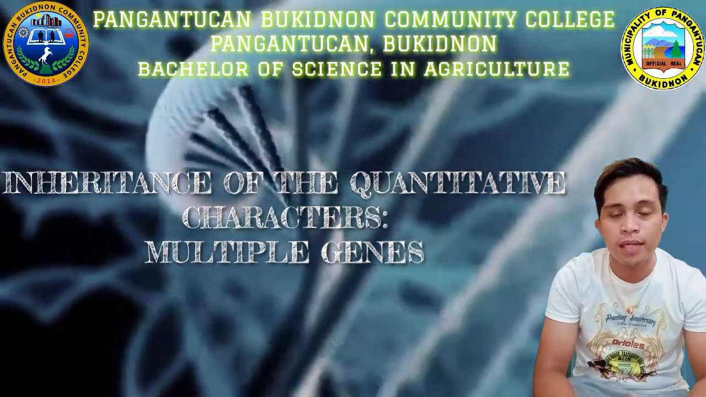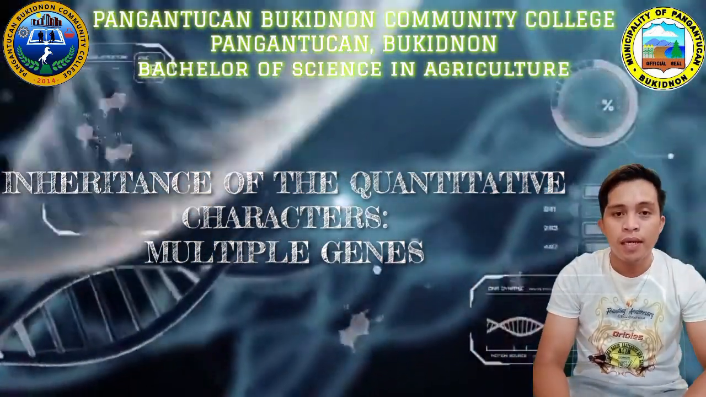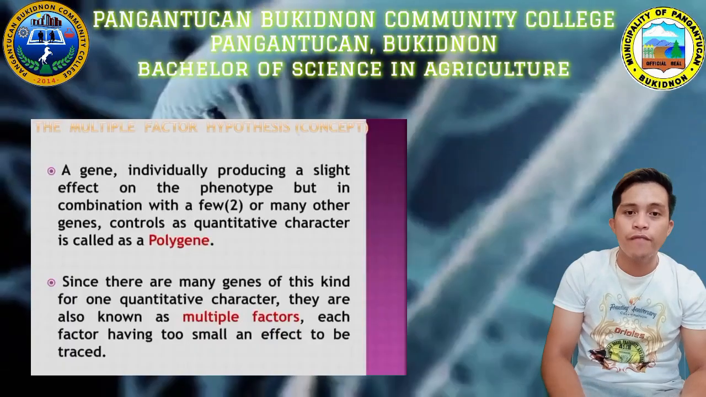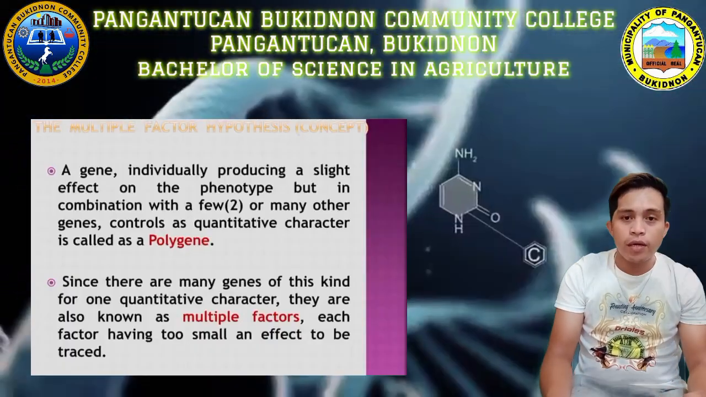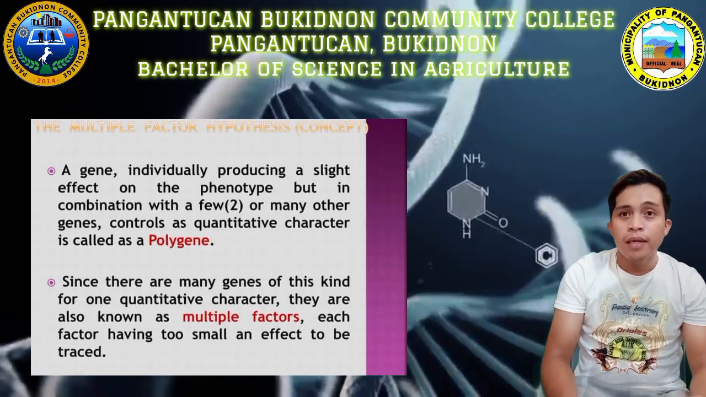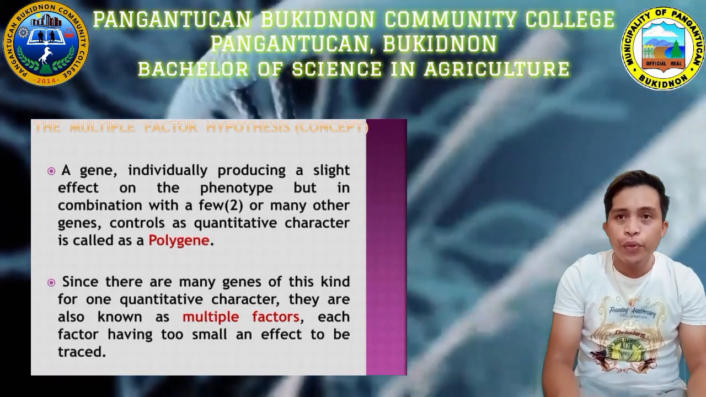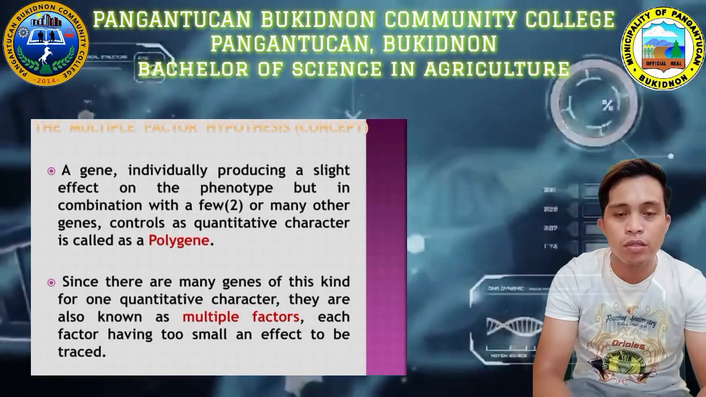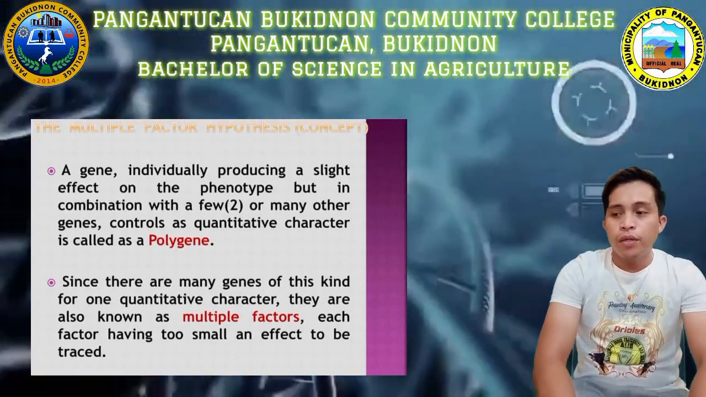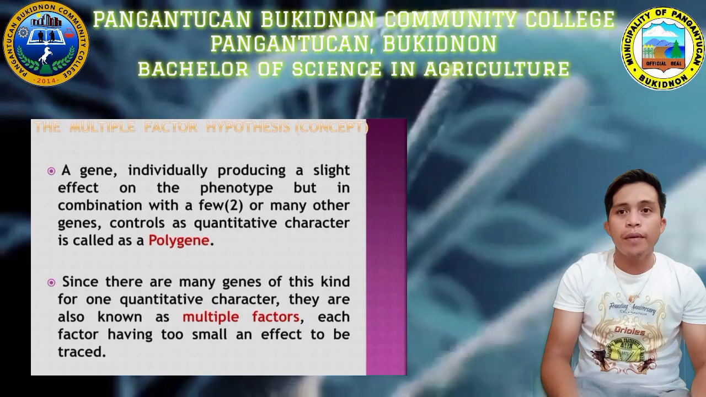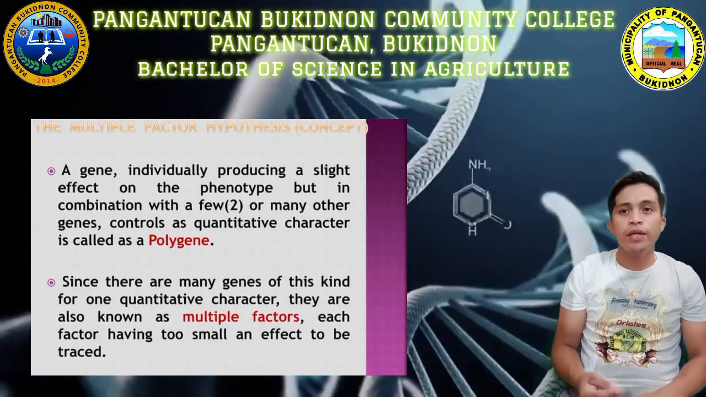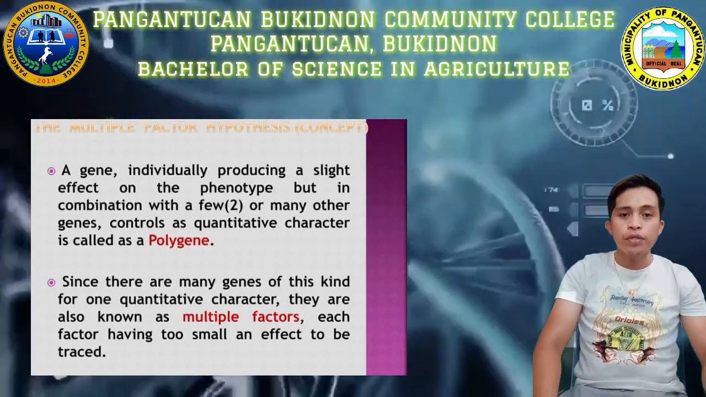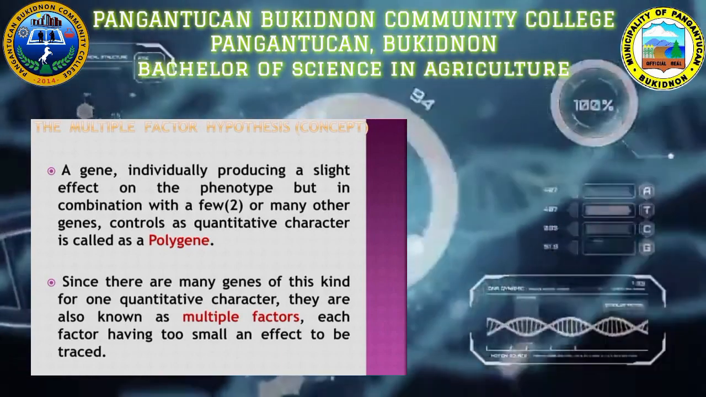So the next topic to be discussed is multiple genes and the inheritance of the character. Suppose we know that a gene individually produces a slight effect on the phenotype, but in combination with a few or many other genes it controls a quantitative character, it is called a polygene. Since there are many genes of this kind for a quantitative character, they are also known as multiple factors, each factor having too small an effect to be traced.